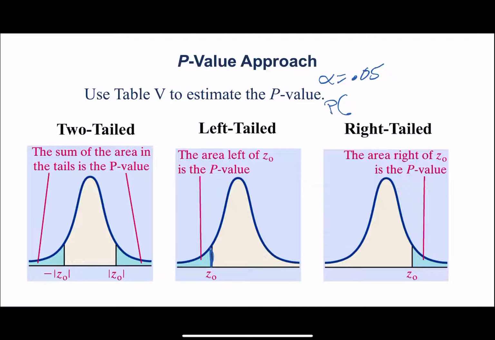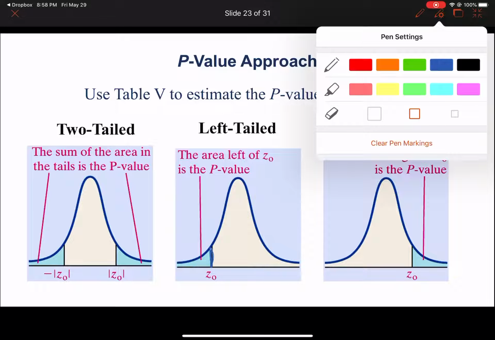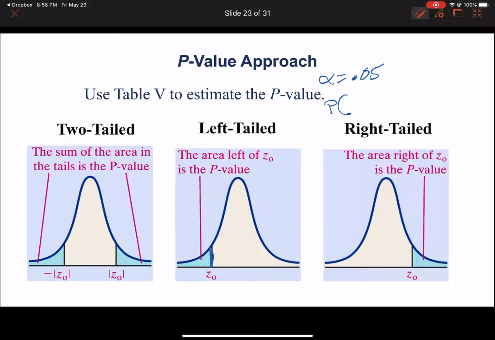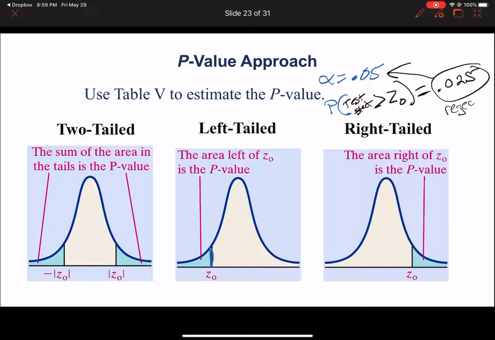If I ended up with the probability of Z greater than my test statistic, Z naught, and if that number ends up being, say, 0.025, since this number right here is smaller than that number, I would reject. If this number right here ended up being 0.055, this number is larger than that number, so I would fail to reject.